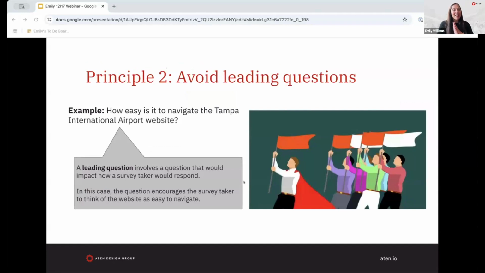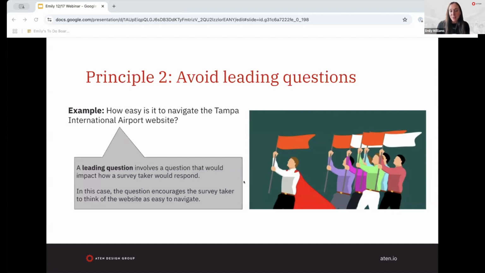Principle 2, avoid leading questions. Leading questions prime the respondent to think in one direction or the other, in either the positive or the negative direction. A common question that I see on surveys is something like this: how easy is it to navigate the Tampa International Airport website?